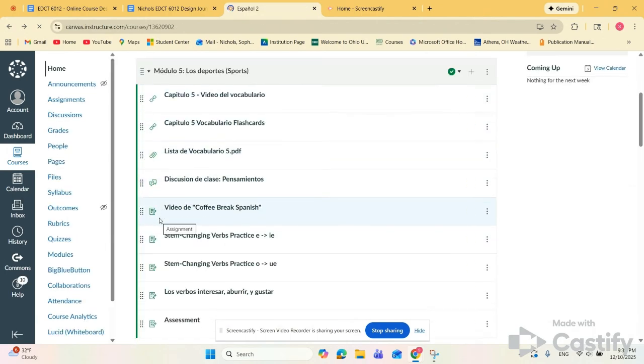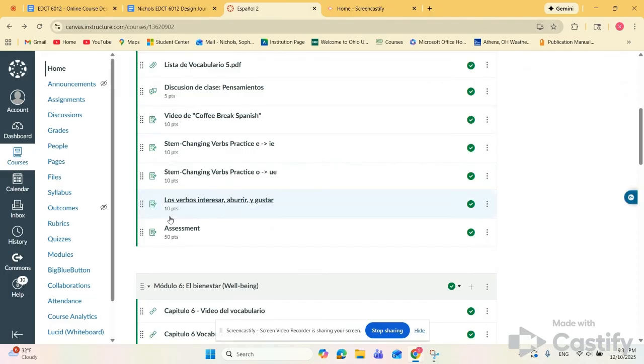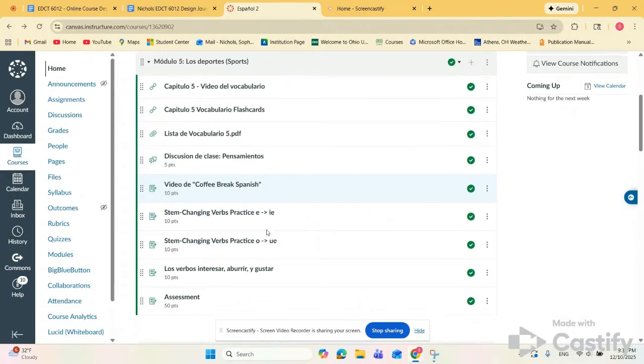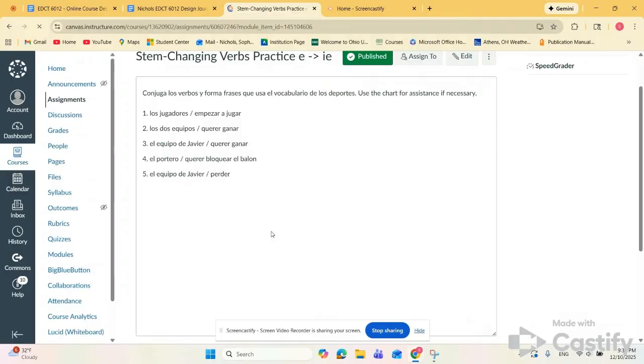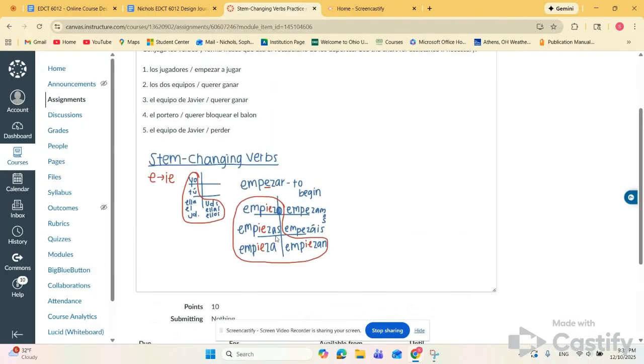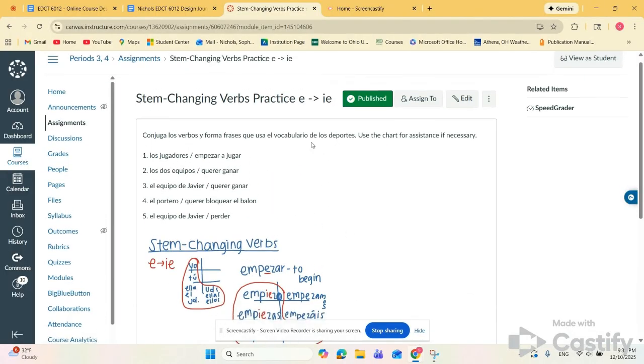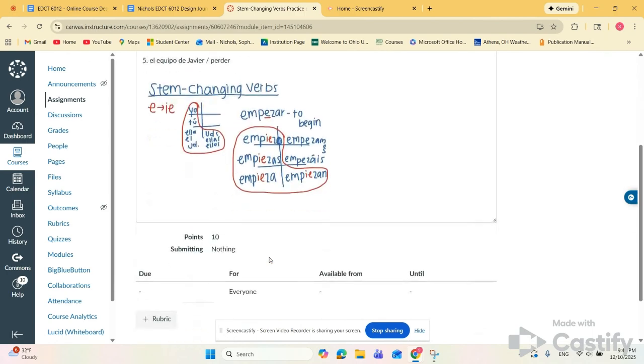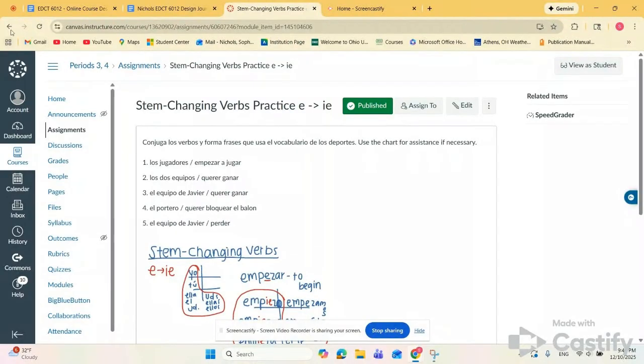And then we have certain things like grammar practices. So in this module, students are working with some stem-changing verbs. I've included some practice here, as well as a chart to help them out. I know the writing looks messy, but I provided them with sentences that they can form, and then they would conjugate the verbs here, for example. So this verb, empezar, means to start, and they would conjugate that based on this. So that's a little look into that.